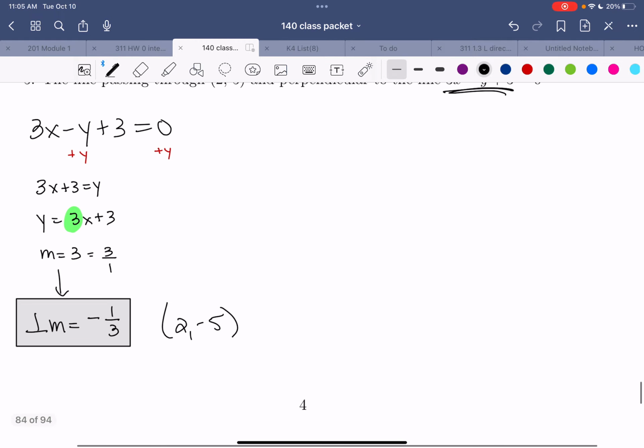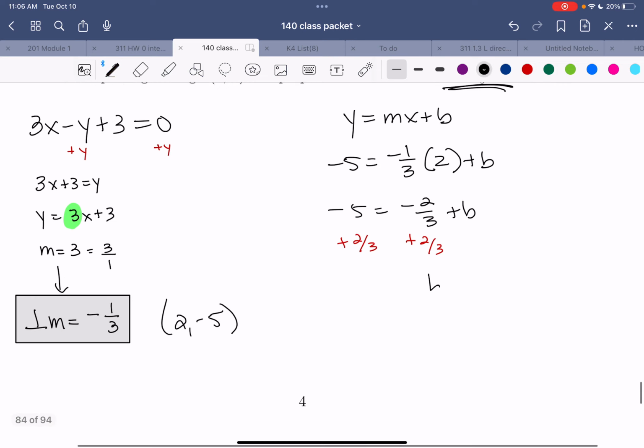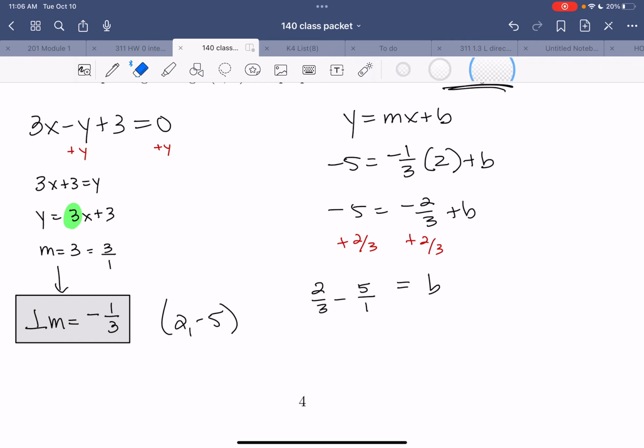This time I'll use slope-intercept just because, something different. So y equals mx plus b. Okay, your y is negative 5, your m is negative 1/3, and your x is 2, and you're solving for b. This gives me negative 5 equals negative 2/3 plus b, and we're going to add 2/3 to both sides. And that means that the b here is 2/3 minus 5. But I don't want 5 over 1. I want common denominators here, so I'm going to make it a denominator of 3, so it would have to be 15 over 3. That's going to leave me with negative 13 over 3 equals b.